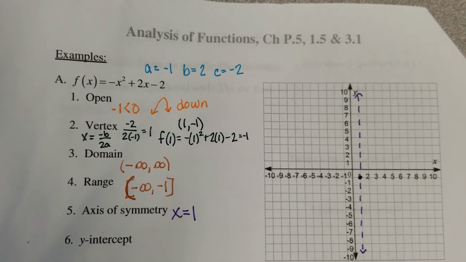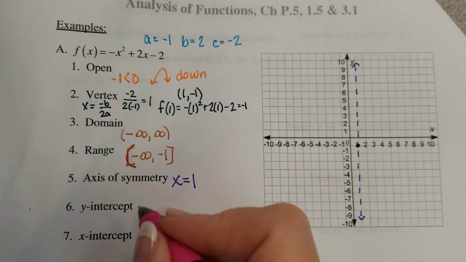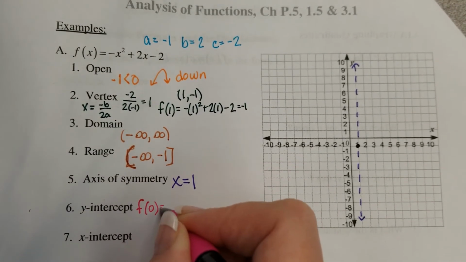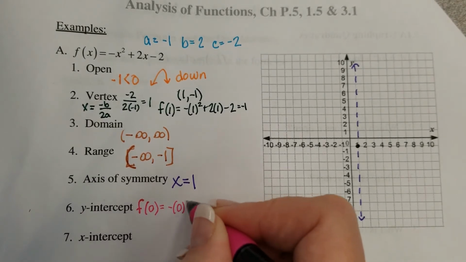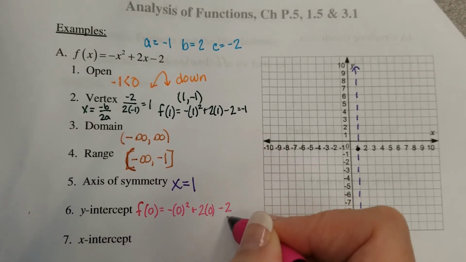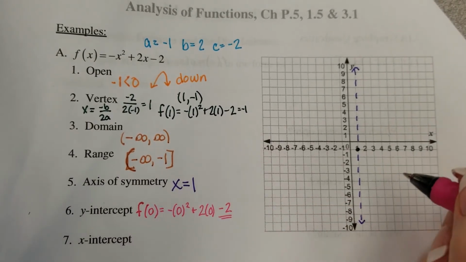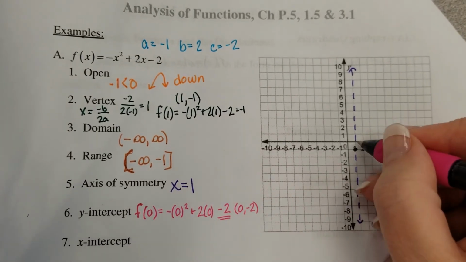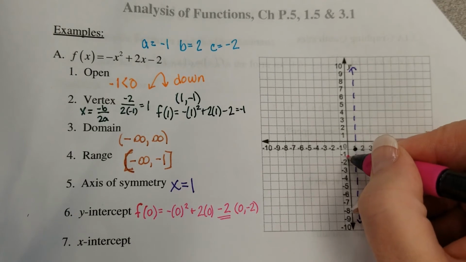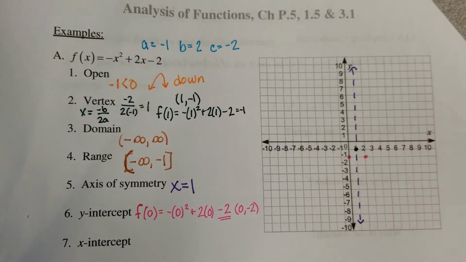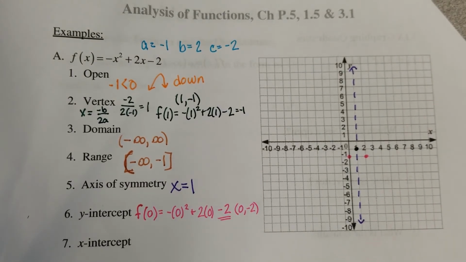When we're looking for the y-intercept, we're looking for f of 0. So that's going to be -0 squared plus 2 times 0 minus 2. So it's going to be that constant. So it's x, or 0, -2. So 0, -2 is this point right here. And we're always going to have a mirror of that too. So across our axis of symmetry, we can put a point at 2, -2.